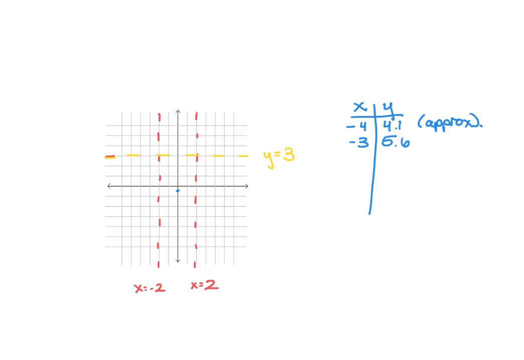All right, if we plot those, we have (-4, 4.1). It's going to be right there. We have (-3, 5.6). It's going to be somewhere up here. And then we're going to go ahead and draw our graph through these points.